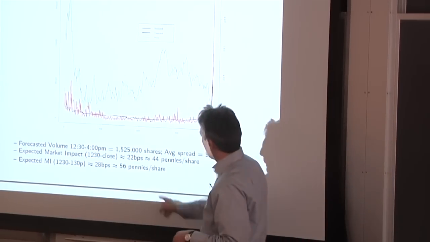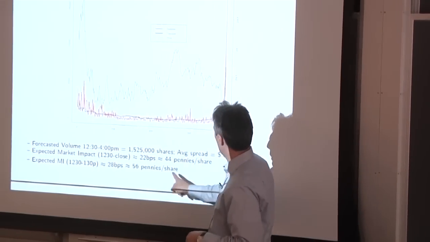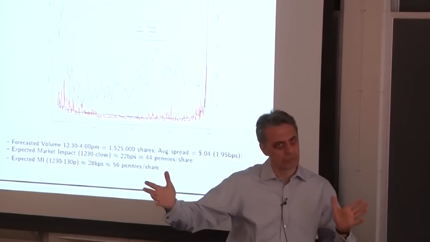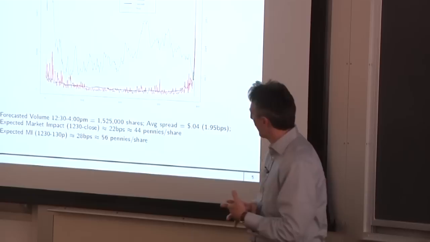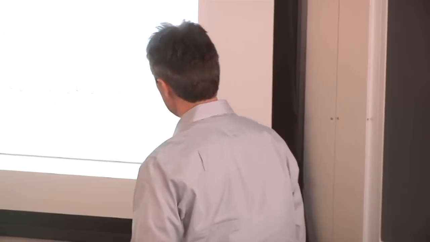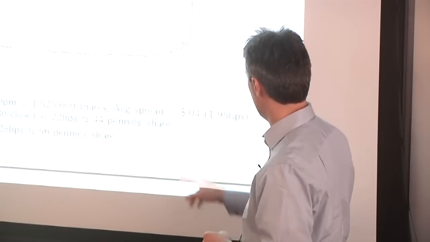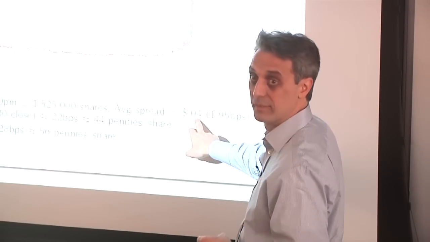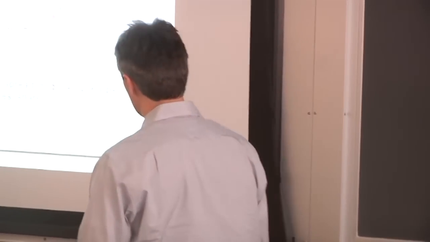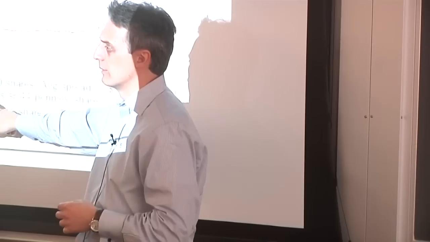So forecasted volume from 12:30 to the close is about 1.5 million shares. So even if I trade throughout the course of that period, I'm still going to be about a sixth of the volume. That means for every 6 shares being traded, I'm buying one of them, which you can think of as being fairly aggressive. The average spread for that stock is 4 pennies. The expected market impact, the expected cost of getting into that position, assuming that you trade throughout to the close, is approximately 22 basis points.